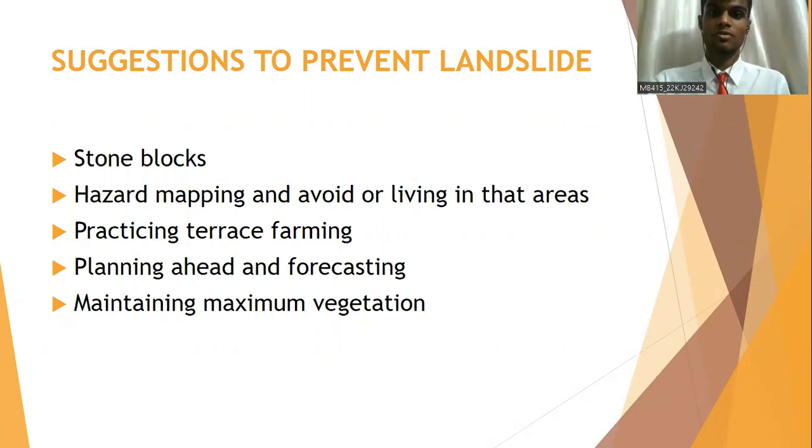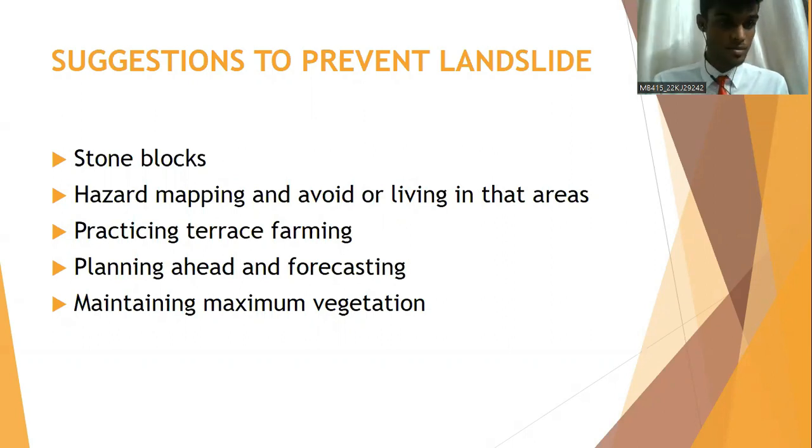So these kinds of preventing measures can be taken, and then we can look into hazard mapping and avoiding living in the areas that are in the slope area. So people won't be affected and there won't be any damage to the society. And then we are looking into the practice of terrace farming. Instead of farming in all these sloping areas, we can move into this kind of agriculture where they do the farming in terraces, like in the buildings and all. They have a terrace type of cuttings in the mountains.